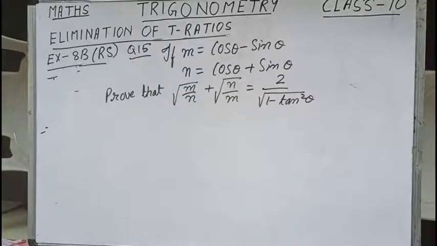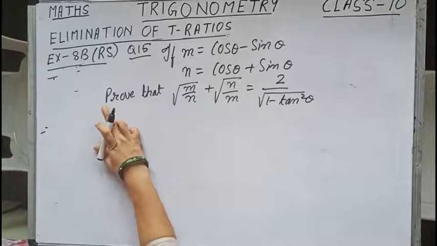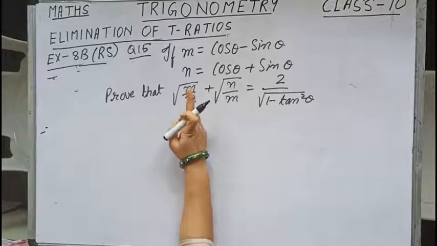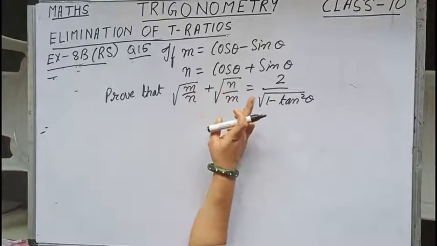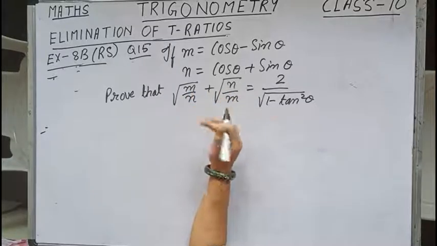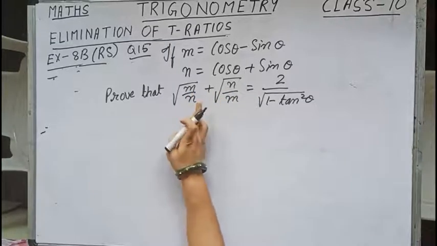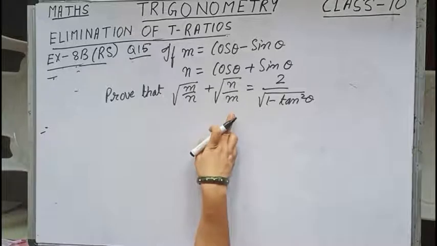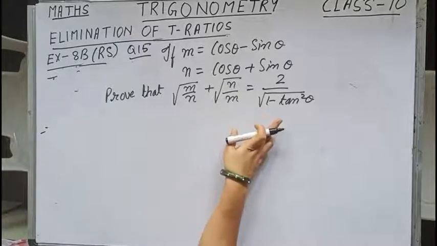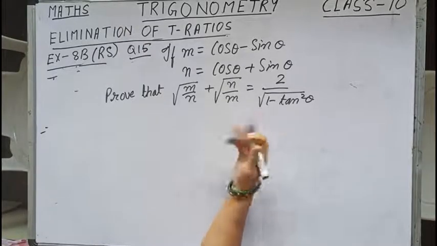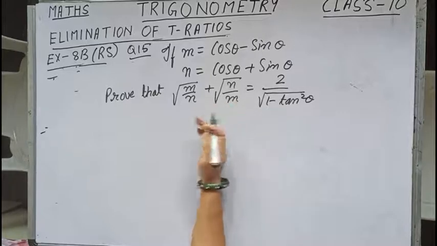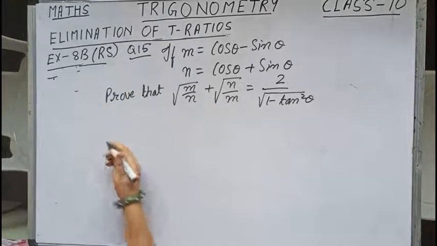The next question which I have taken is question number 15 of the same exercise. The question is saying that if m equals cos theta minus sin theta, n equals cos theta plus sin theta, prove that under root m by n plus under root n by m equals 2 by under root 1 minus tan square theta. So over here it's a simple question, we simply have to substitute the values.